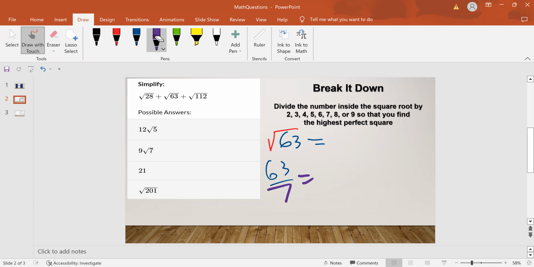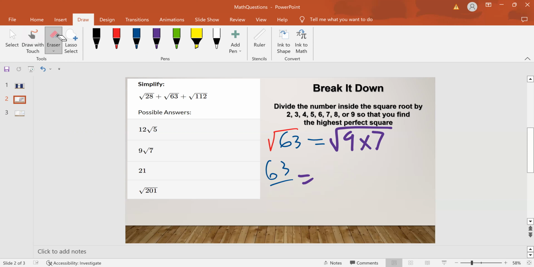And 63 divided by 7 is 9. So this is telling you that if you take a 9 and multiply by 7, you get 63. From the two numbers, 7 and 9, 9 is a perfect square. And this is the highest perfect square you can find from the two numbers multiplied together to give you 63. So I can write this as 9 multiplied by 7.